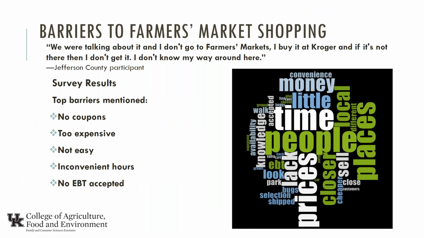So another word cloud related to barriers, time, money, places, people, prices, all issues that we heard a lot about. The top barriers mentioned according to our survey were, number 1, no coupons, number 2, too expensive, number 3, not easy, number 4, inconvenient hours, and number 5, no EBT accepted. So, if you notice, 3 of those top 5 are really related to money and to affordability. No coupons, too expensive, no EBT accepted.